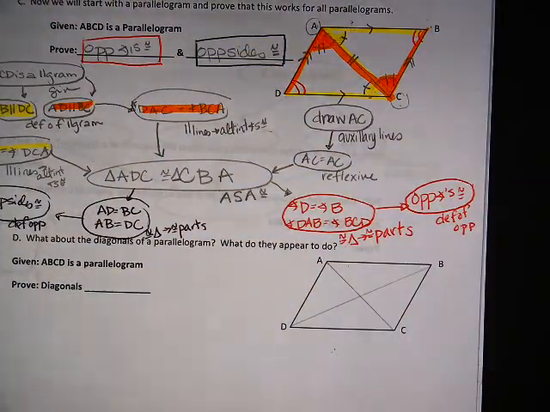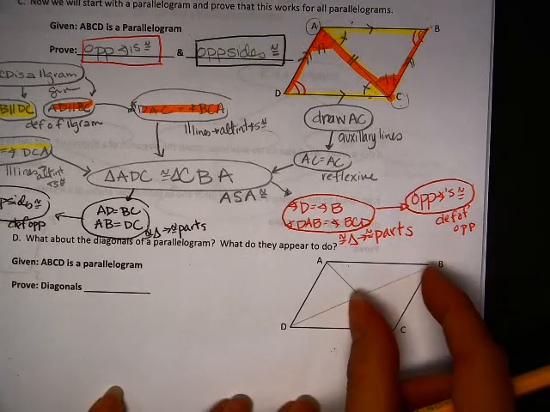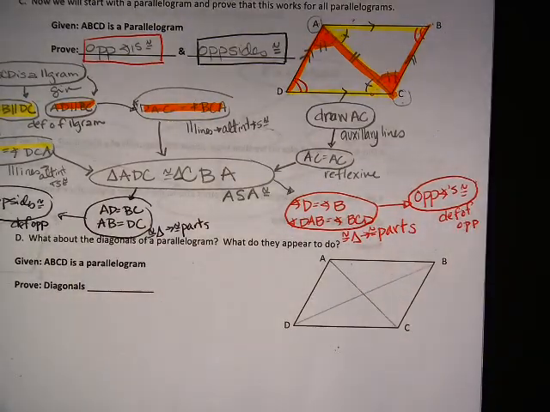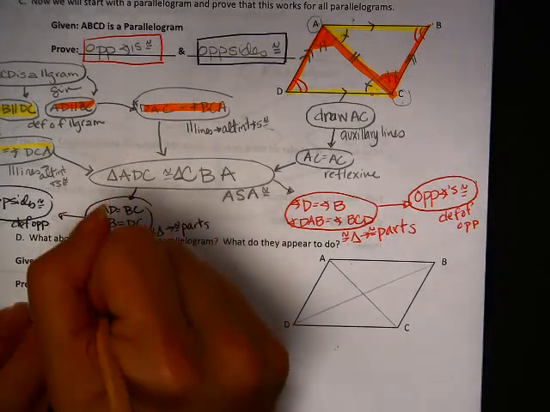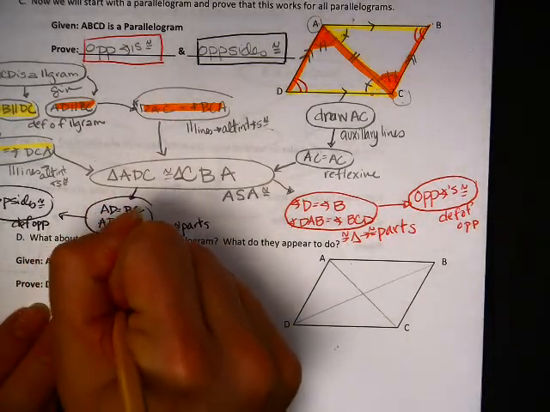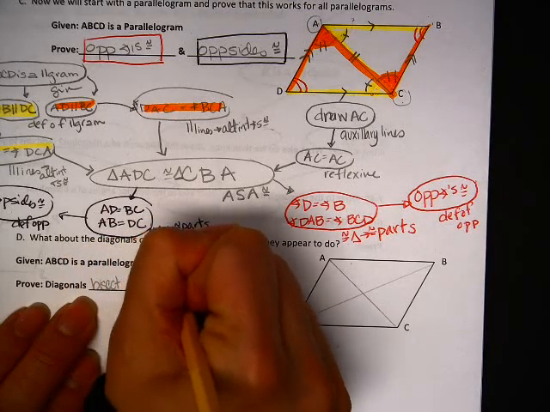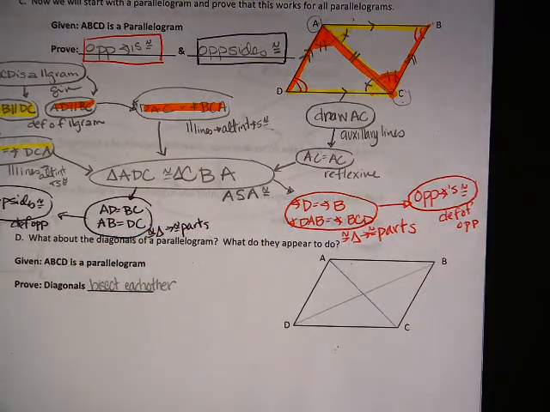Now, I don't know what they appear to do for you, but this seems to be about the same length as that, and this guy here seems to be about the same length as that. So we're actually going to prove that the diagonals bisect each other. Now, we really need to figure out what triangles we want to prove are congruent to each other.